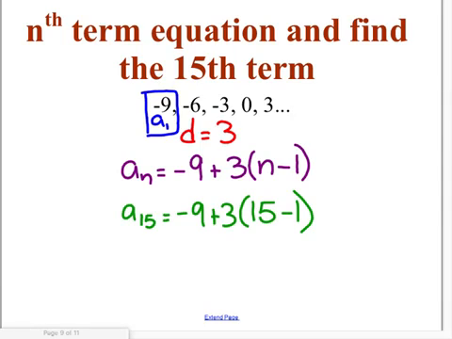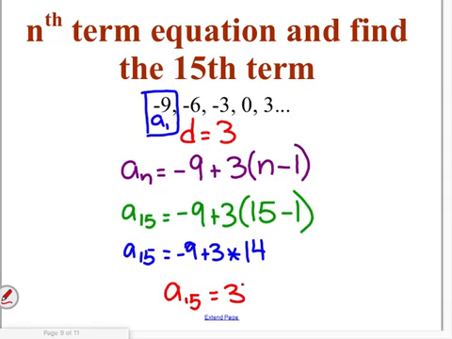You can plug this all into your calculator at once, plugging in negative 9 plus 3 in parentheses 15 minus 1. That will not work if you forget the parentheses. So if you want to plug it in right away, make sure those parentheses are in there. If you want to simplify it a little bit first, you could solve the parentheses before you plug it into your calculator and plug it as times 14. Either way, you end up with an answer of your 15th term is equal to 33.